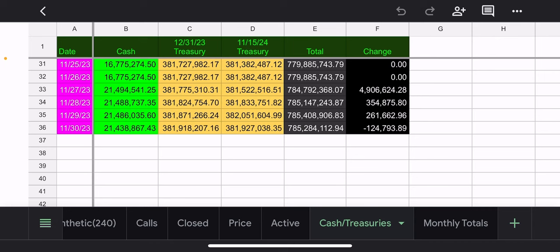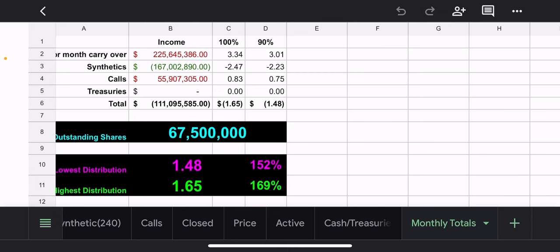Moving on, cash and treasuries. Pretty much nothing happened. It went down 124,000. And on this tab, I'm not going to make a prediction yet. I will make the prediction maybe Sunday, I'll get a video out for all of the YieldMax predictions. This one obviously will be my best guess because I have data. However, as you can see by looking at the numbers, I have no idea.